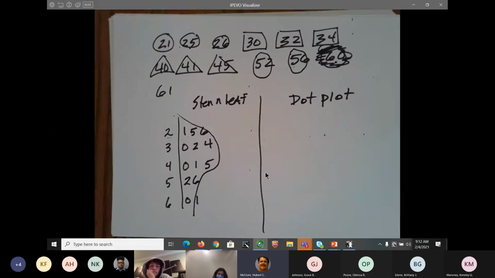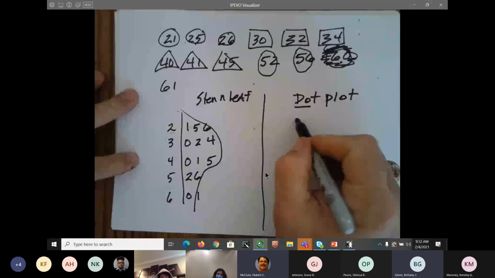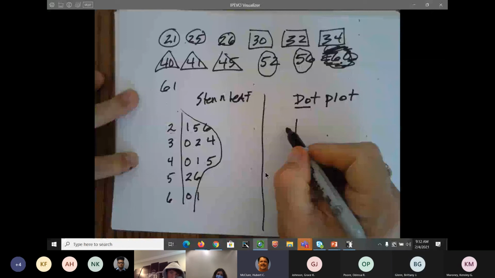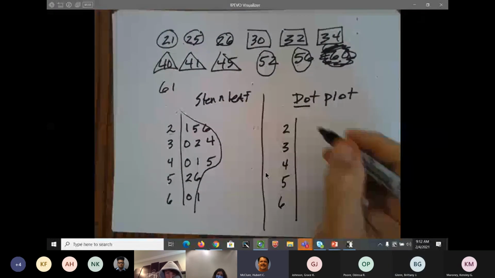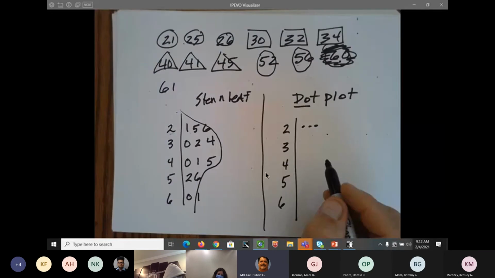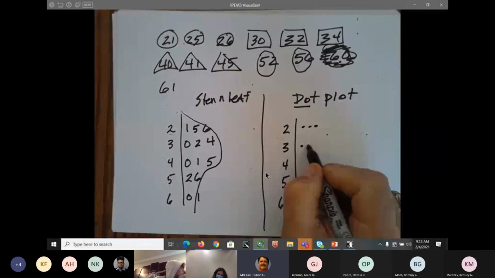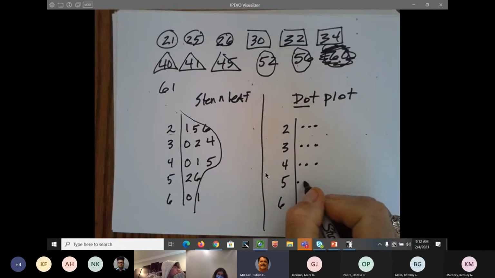Instead of numbers, what do you have? Dots. Nice. So you set it up the same way. 2, 3, 4, 5, 6. And you got 3 dots here that represents 3 numbers that are in the 20s, 3 numbers in the 30s, 3 numbers in the 40s, 2 numbers in the 50s, and 2 numbers in the 60s.